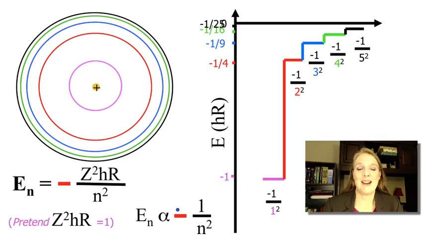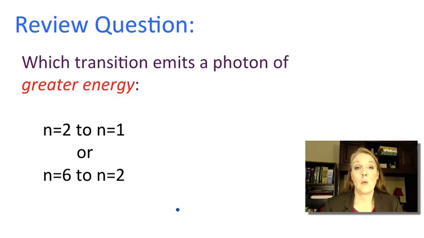Keeping this in mind, let's think about another question. Which of these transitions emits a photon of greater energy? The n equals 2 to n equals 1 transition, or the n equals 6 to n equals 2 transition? Which of those two situations is going to emit a greater energy photon?